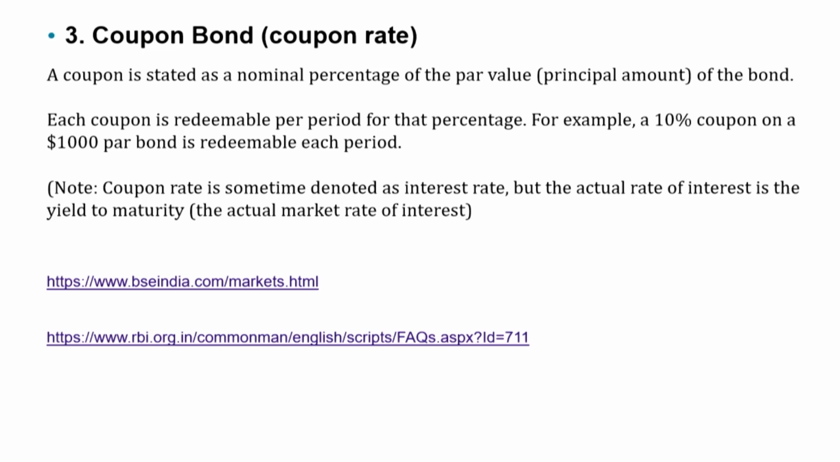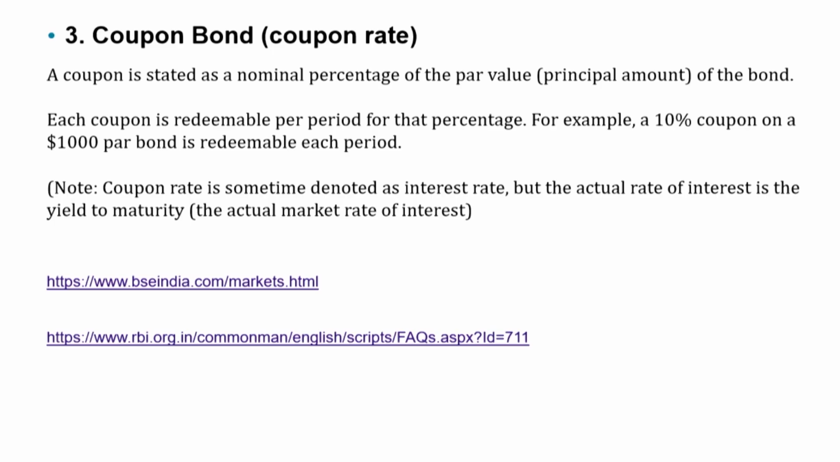For example, a 10% coupon on a 1,000 par bond, that is the face value, is redeemable each period. An important thing to note here is that people often confuse the coupon rate with the interest rate. The coupon rate is sometimes denoted as the interest rate, but the actual rate of interest is the yield to maturity. That is the actual market rate of interest.